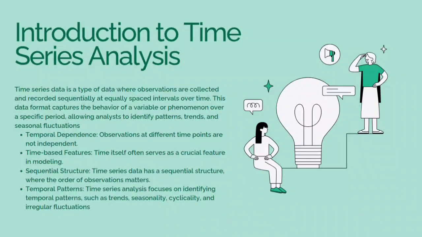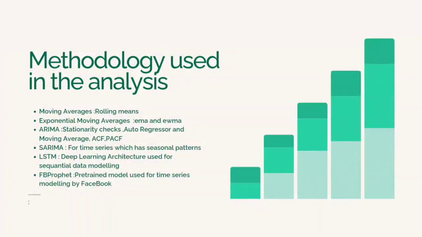A few of the features are that the observations are dependent on each other, the observations are dependent on time, the data is sequential in nature, and time series focus on temporal patterns like trend, seasonality, cyclicity, and irregular fluctuations. These all make up the patterns inside time series data. The methods we have used for modeling time series data include moving averages, exponentially weighted moving averages, ARIMA, SARIMA, LSTM, and FB Prophet.